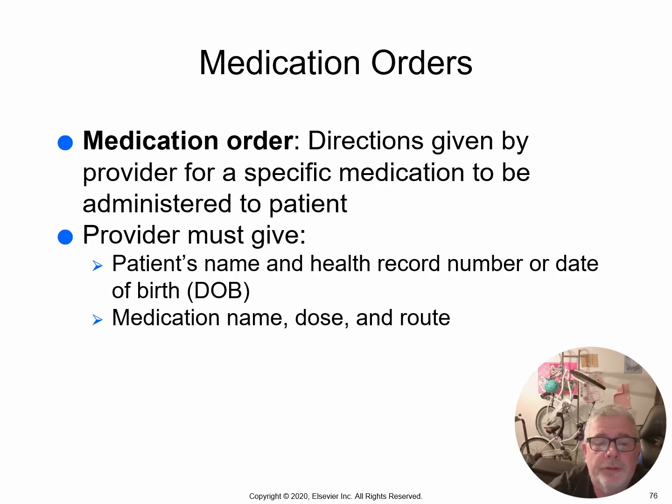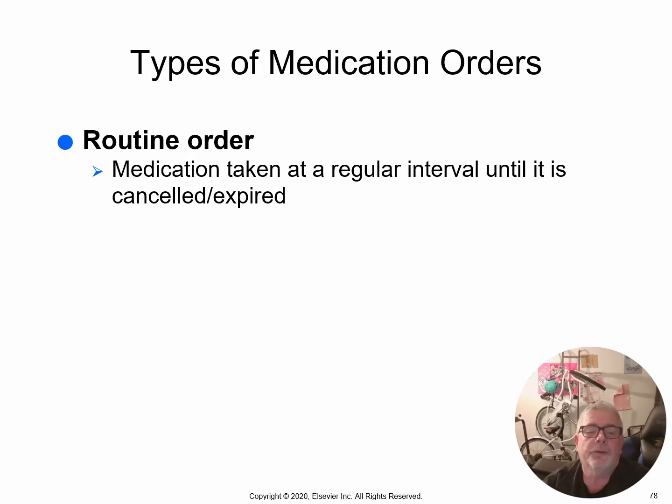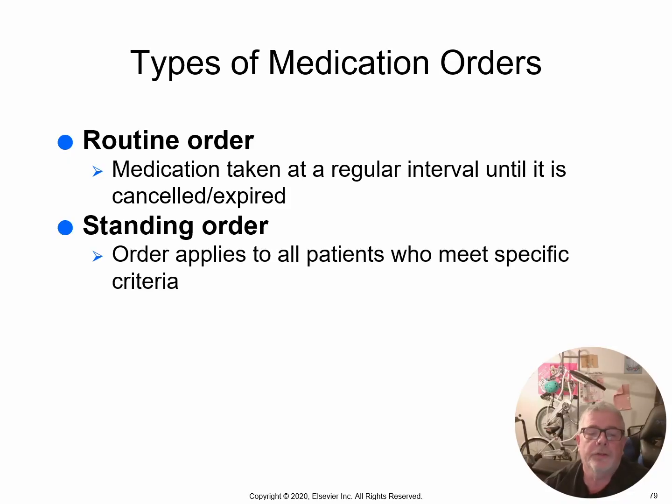So providers should give the patient's name, the health record number, date of birth, reconfirmation, the medication name, dose, and route. So as far as medication orders go, a routine order is medication that can be taken at routine intervals, and this is something that can be ordered ahead of time. A standing order applies to all patients who meet specific criteria. So you might be given carte blanche for standing orders to give someone with a 103-degree fever with no contraindications a Tylenol before the provider has actually met with them.